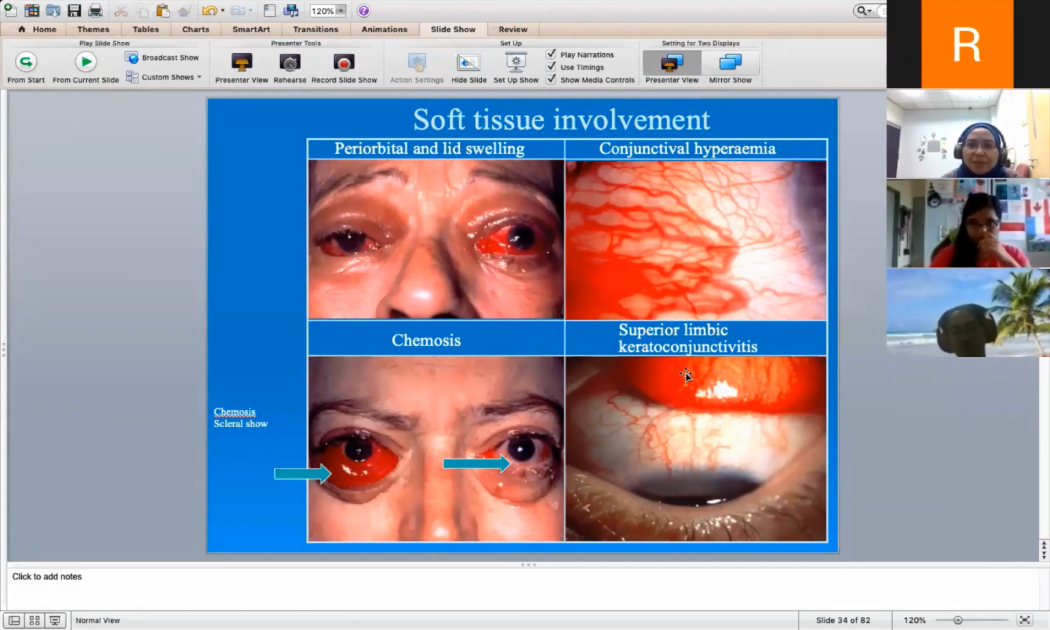Now, this is superior limbic keratoconjunctivitis. It's good to know, but I think for A level, you don't have to read so much. What happens is there will be swelling of your eyelid in the inner part of the eyelid, on the tarsal, and it rubs on your cornea. Yeah, so it causes this irritation of your cornea. So superior limbic keratoconjunctivitis is one of the features of thyroid eye disease. Okay. Now let's see what happened.